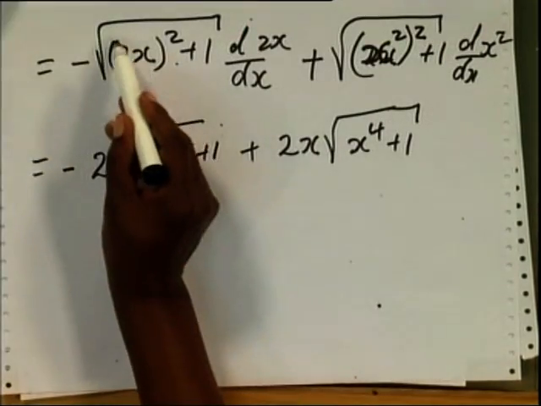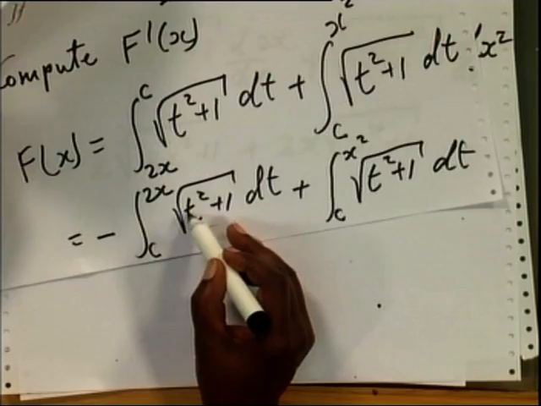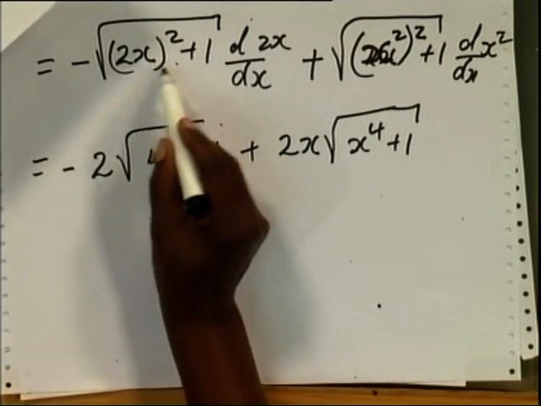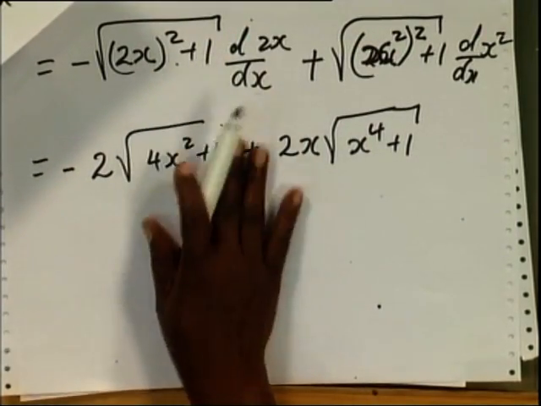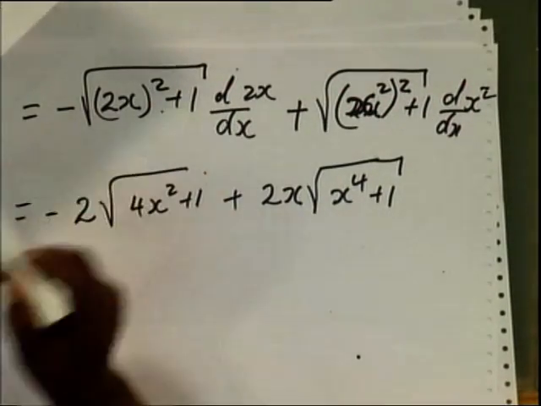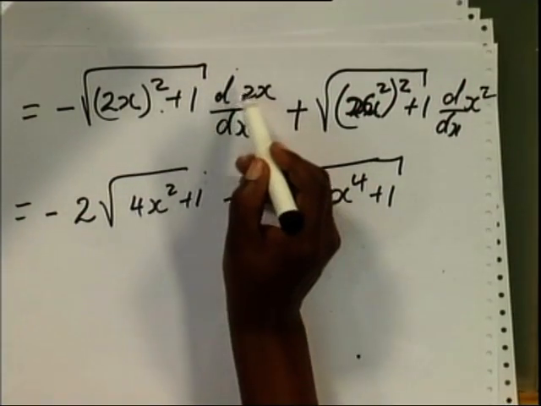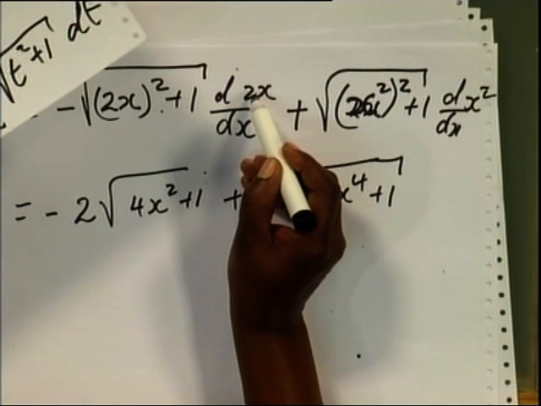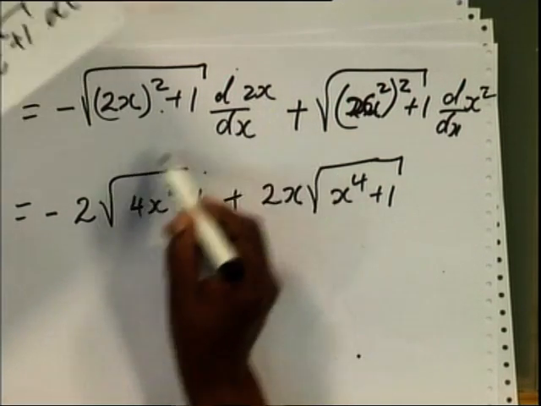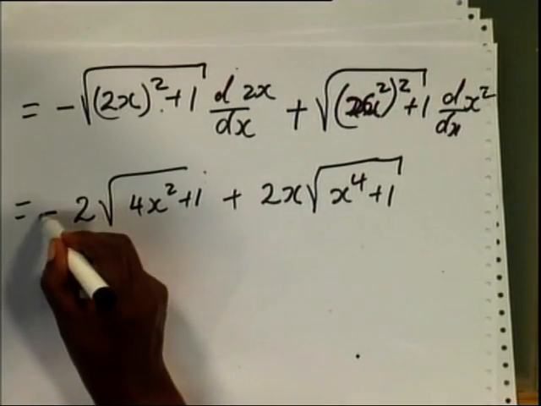Now, here I replace t squared by (2x) all squared plus a constant. This one is not affected. The minus comes from the other side, times the derivative of the variable, which is 2, the derivative of 2x. You get it here with a minus.